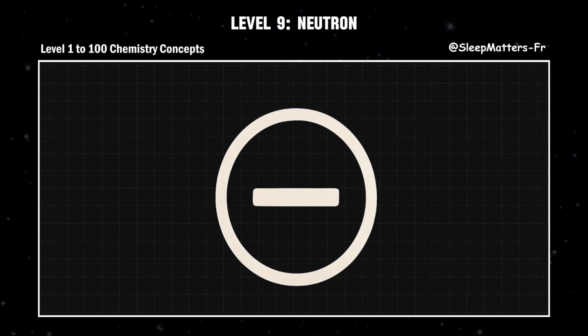Level 9. Neutron. What keeps everything from falling apart? What holds the very center of matter together without anyone seeing it? That secret is the neutron.